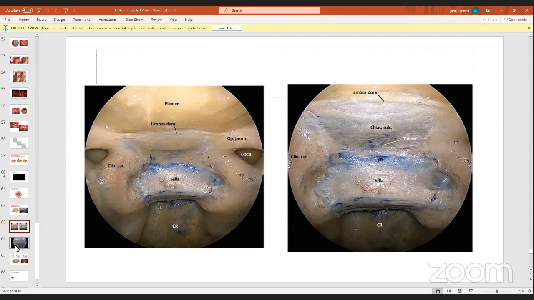And when you transect this, it gives you the view that I showed, where on top you have the optic chiasm, below you have the pituitary gland, and right there you have the pituitary stalk, and you can go either way of the pituitary stalk to remove the craniopharyngioma. Okay, next slide.